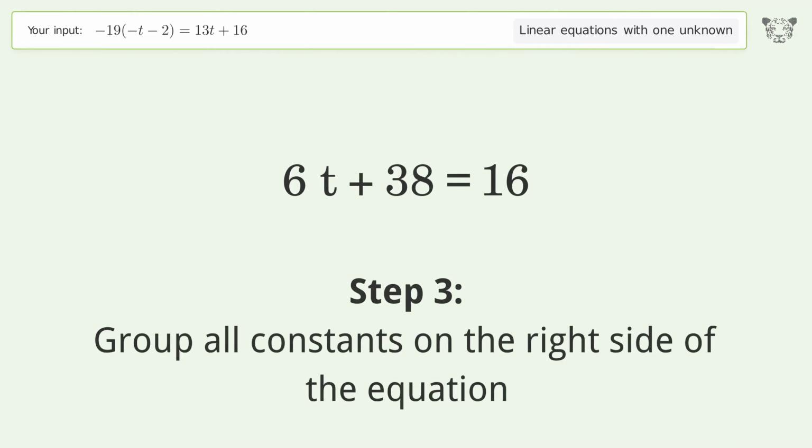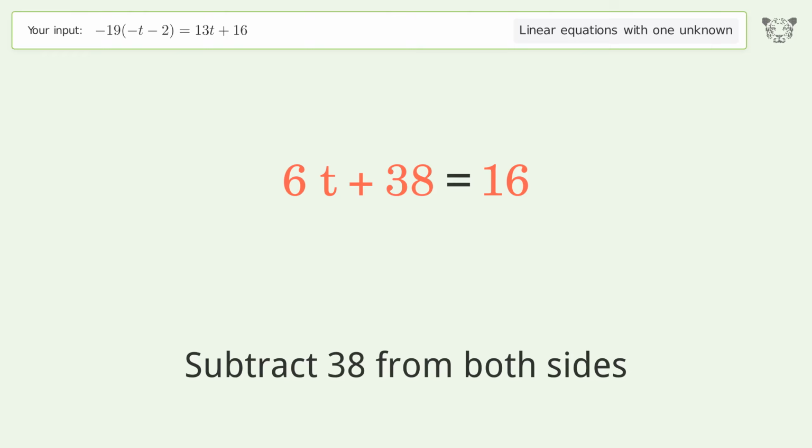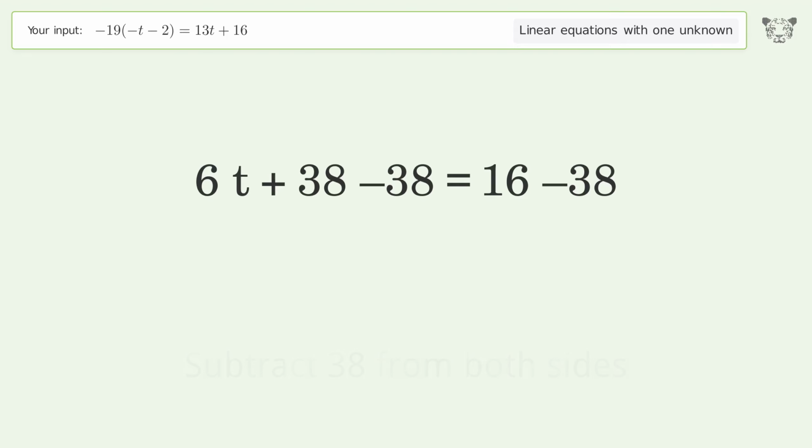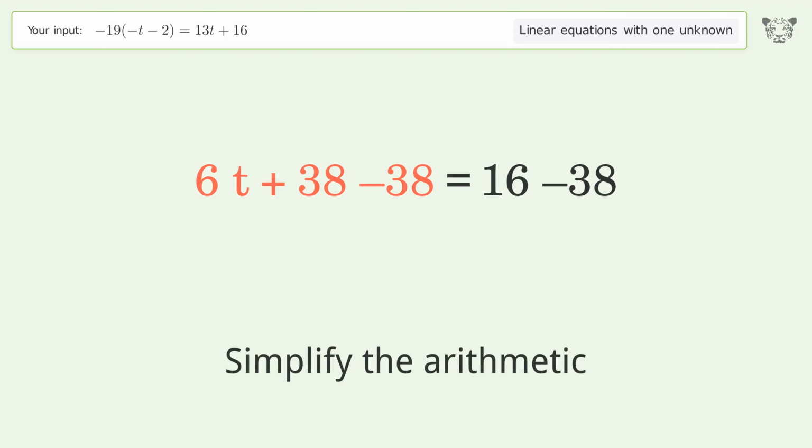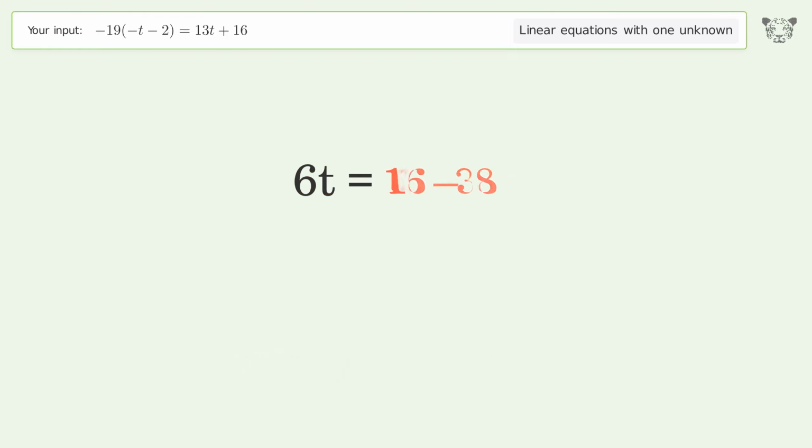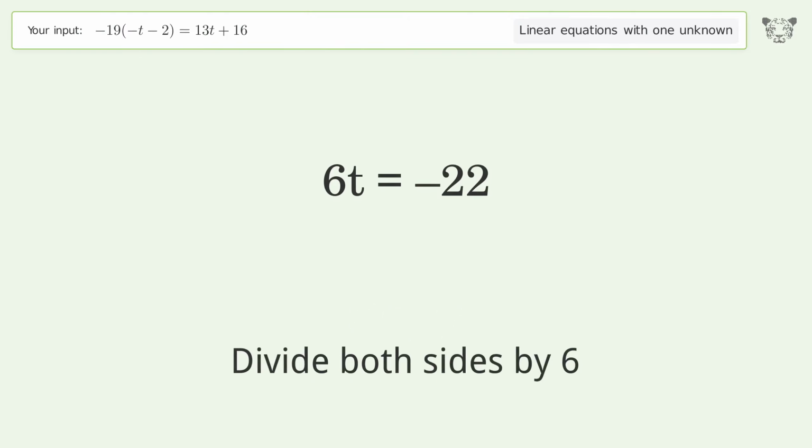Group all constants on the right side of the equation. Subtract 38 from both sides. Simplify the arithmetic. Isolate the t. Divide both sides by 6.